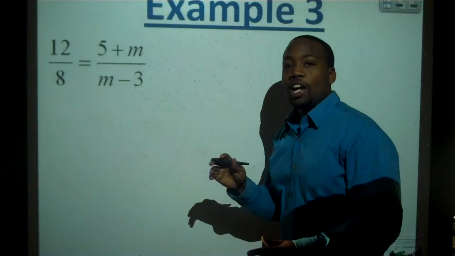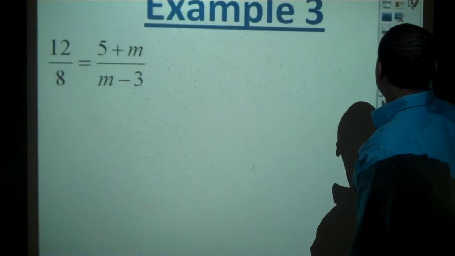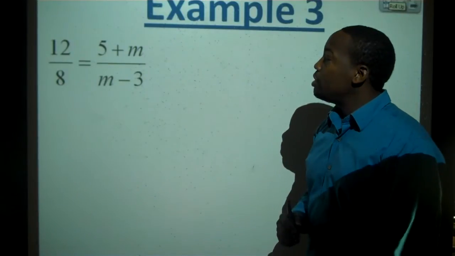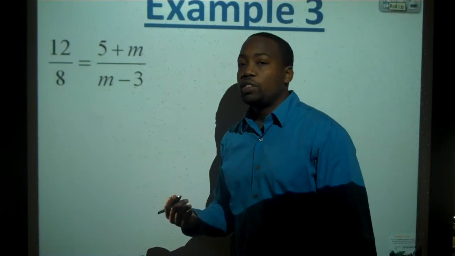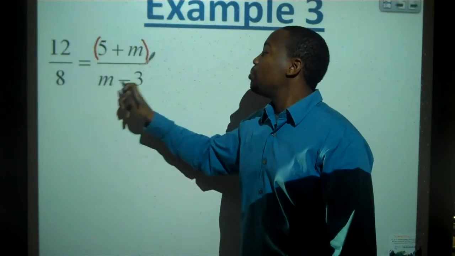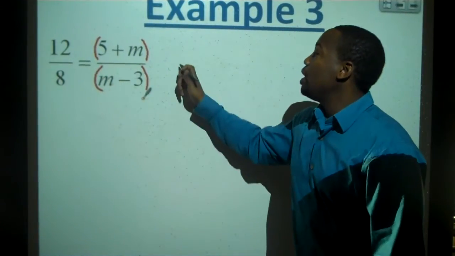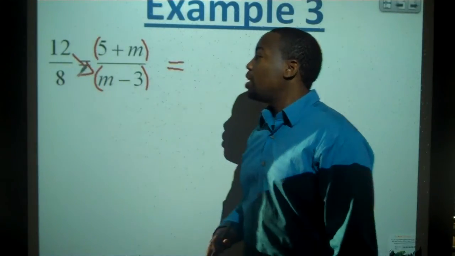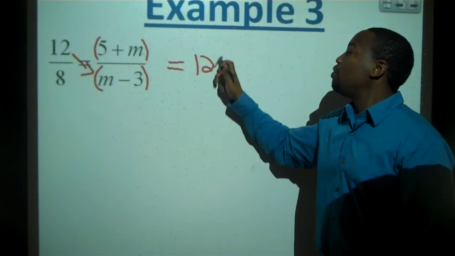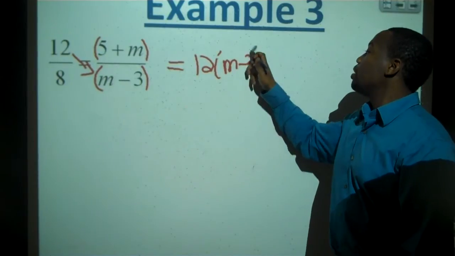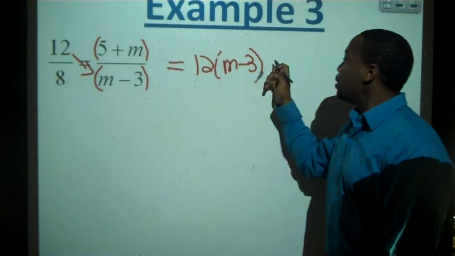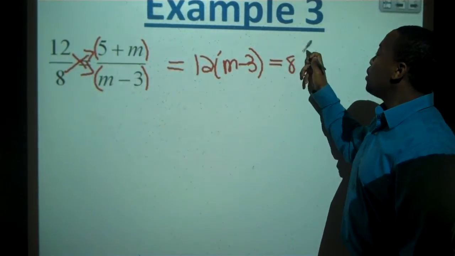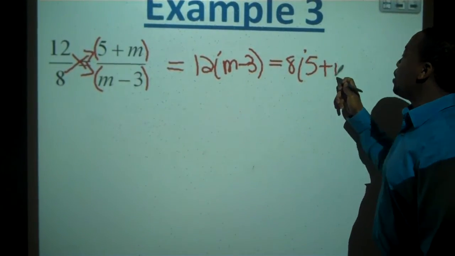Alright, now this one, we have something a little bit more tricky. Okay, so first thing we're going to do, like we said for step 1, is get parentheses around our binomials. Now let's go ahead and move into what we need to do. We cross this way. What do we get? We get 12m minus 3, right? And we're going to bring our equal sign, and we're going to cross this way. And I have 8 times 5 plus m.